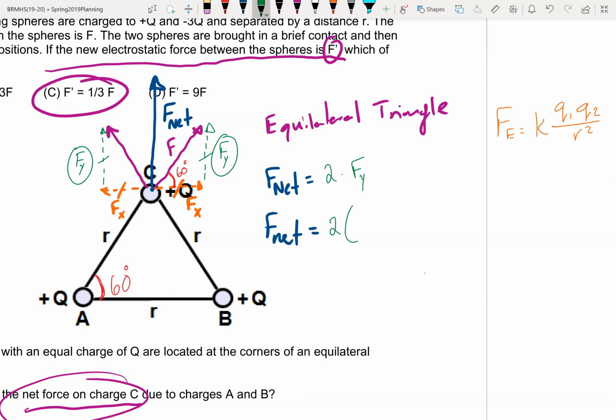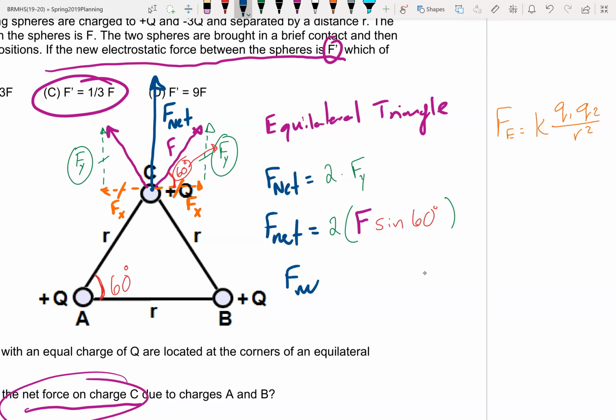So that means that Fy in the vertical direction must be the total force from one of those charged particles pushing particle C away times the sine, because we're looking at the opposite side. Here's 60 degrees, there's the opposite side, Fy is what we're looking at, sine of 60 degrees.